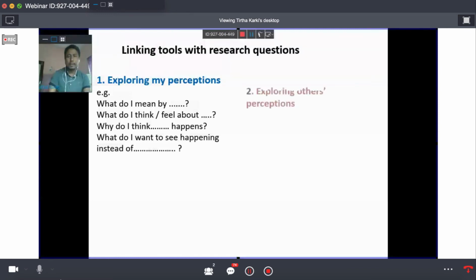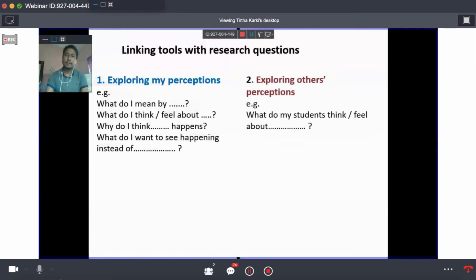Likewise, explore others' perceptions. For example, what do my students think or feel about something? Or what do my students think about my, let's say, starting of the lesson, or my group work in my classroom? So it's exploring the perception of the students. Likewise, what do my colleagues think of something else? The perception of the colleagues.